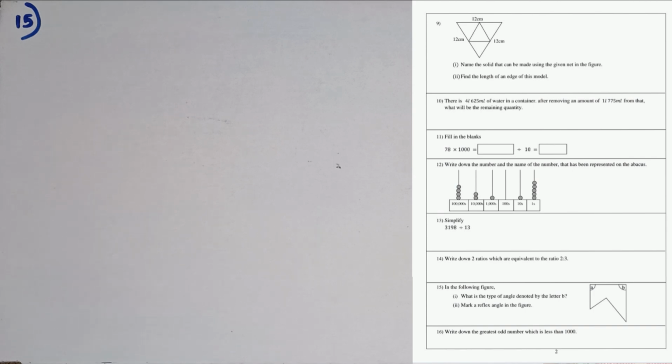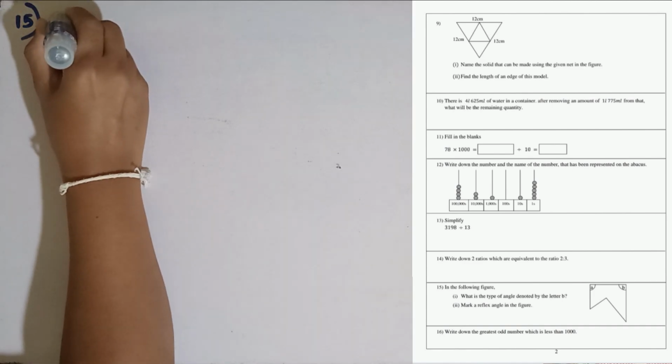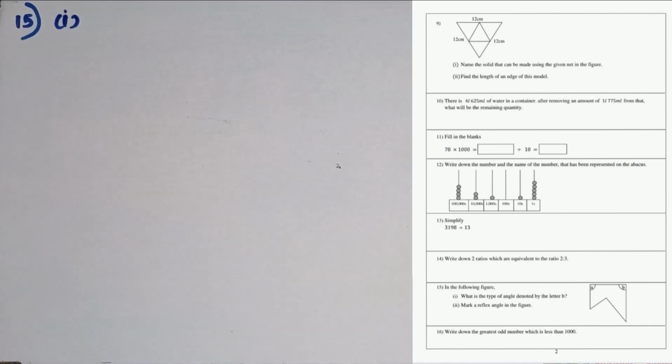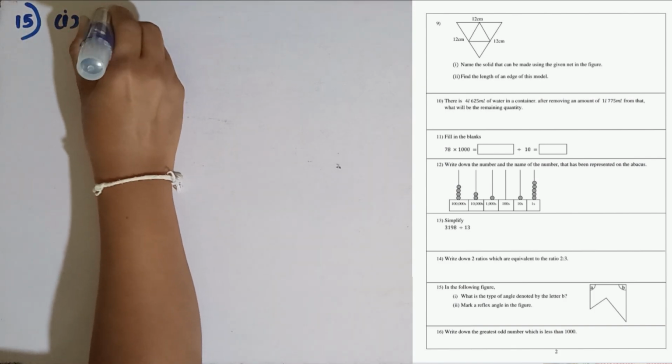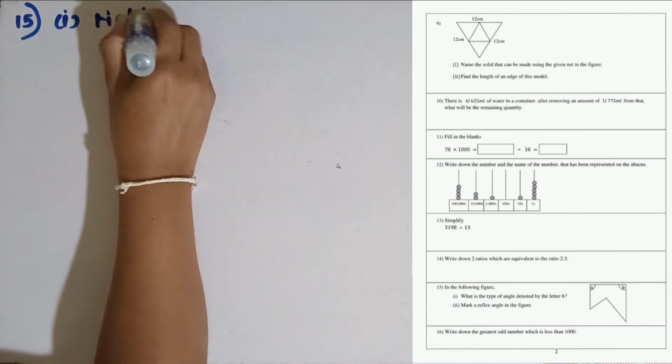Question number 15. In the following figure, first one, what is the type of angle denoted by the letter B? The letter B is the right angle. Letter B is a type of the angle is right angle.